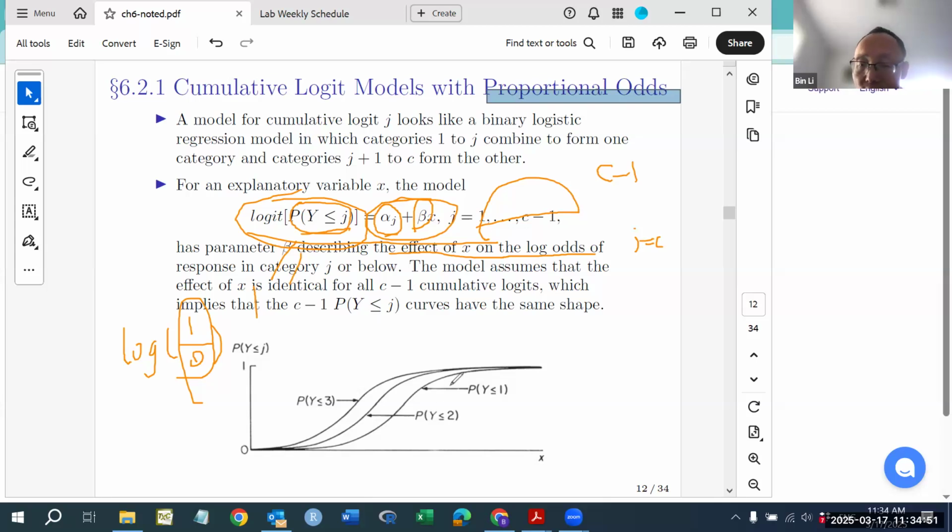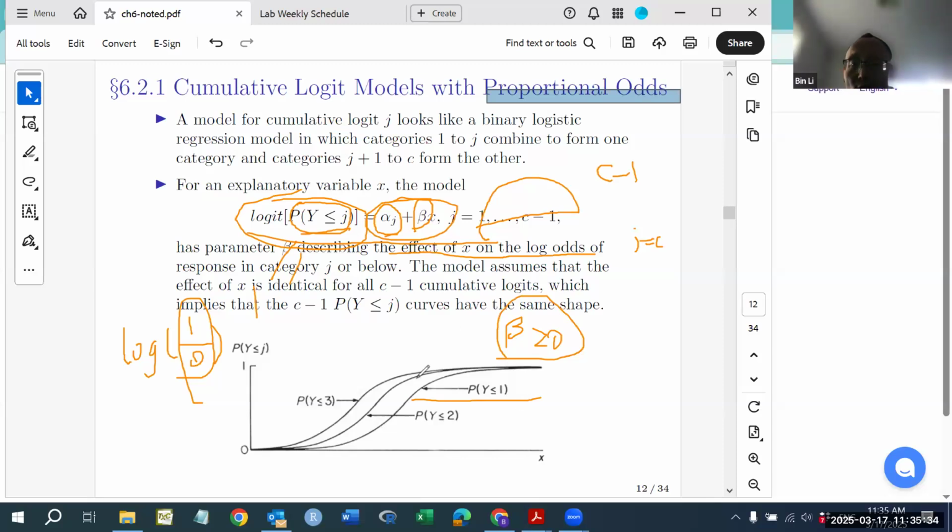In other words, this plot shows everything. Let's say we have 3 classes. This plot shows the case where beta is greater than 0, and I will tell you why in a minute. This is the probability for Y no greater than 1, this curve. Then the probability of no greater than 2 is this curve. The probability of no greater than 3 is this curve. When X increases, you can see the probability increases, right? So that's why I said beta is greater than 0.